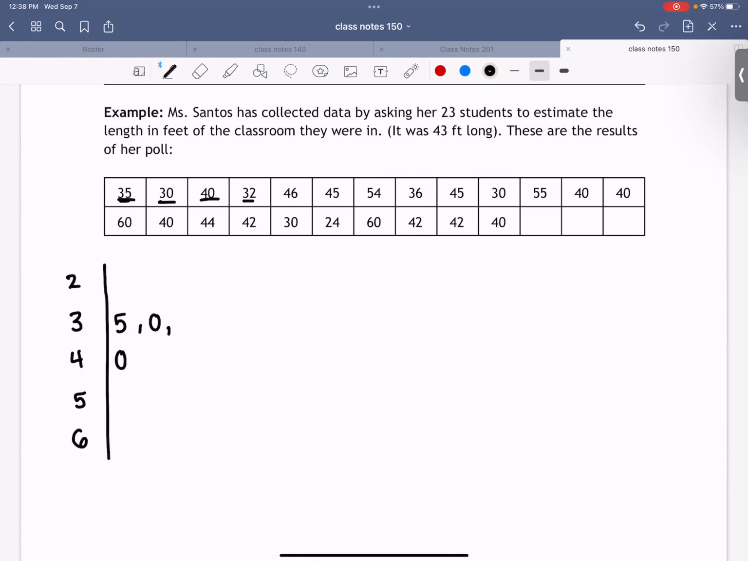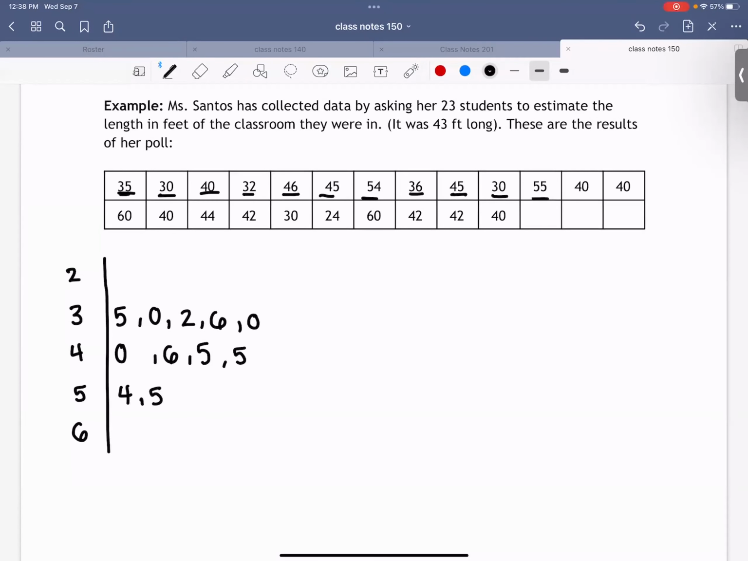Okay. We got 32. I'll fill this out a little bit faster. We got a 46. We got a 45. We've got a 54, a 36. We have another 45. Should I put another 5 or should I leave it alone? Yeah, put it again. So you can repeat things in your stem and leaf plot if you want to. We've got another 30, so another 0 goes in there.